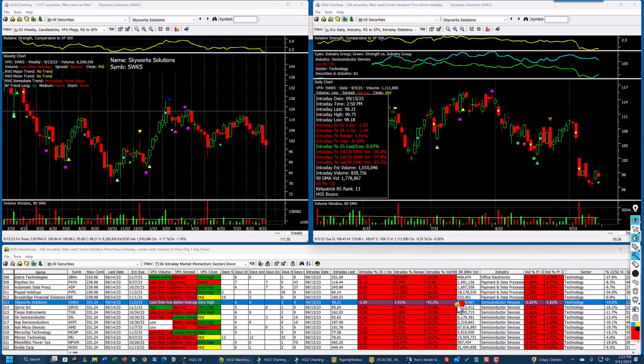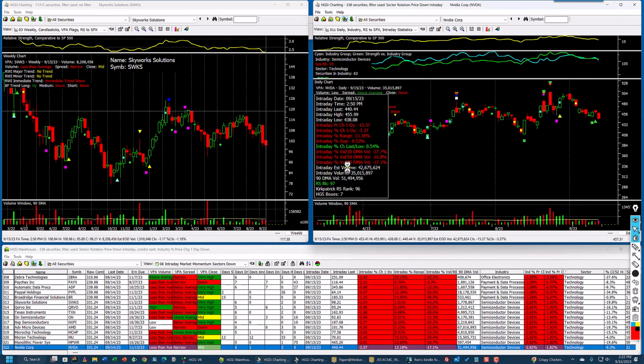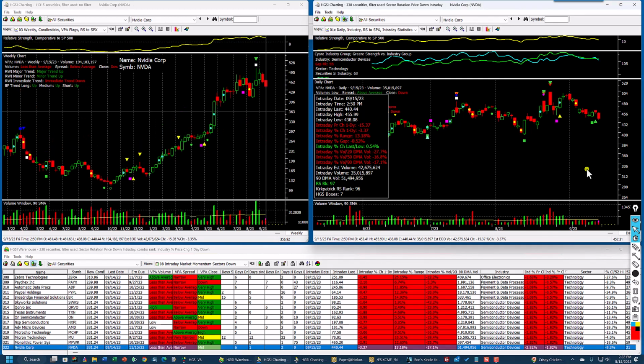Let's go down to, let's see. Well, here's NVIDIA here. It's at 13.18% of its daily range. You can see it's down. The price change is down 15.37 right now. And one-day change down 3.37.